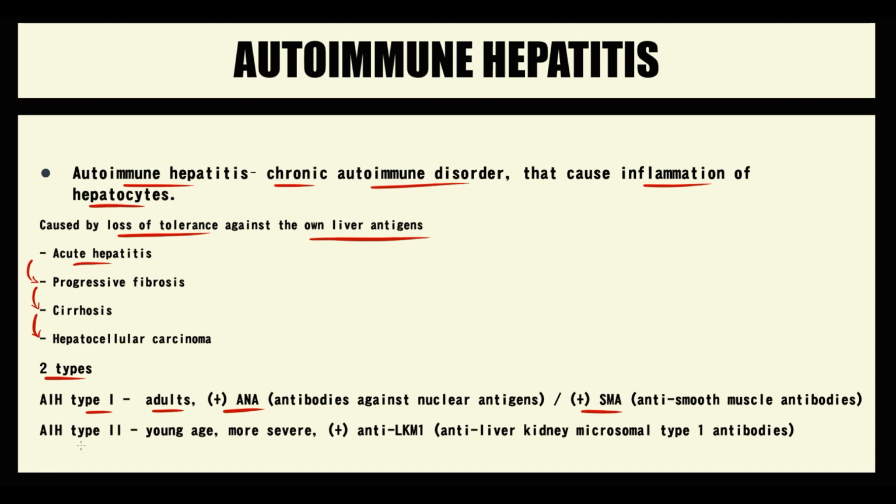Type 2 autoimmune hepatitis occurs at a young age. It's a more severe type with a worse prognosis. And the major diagnostic feature is the presence of anti-liver kidney microsomal type 1 antibodies.